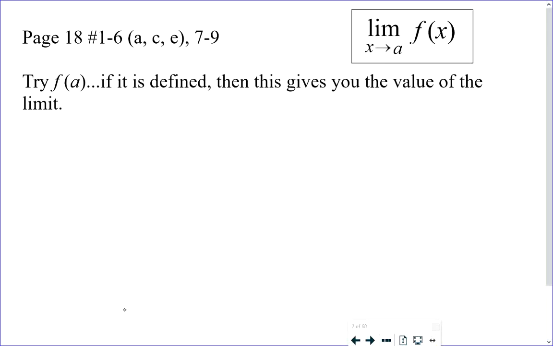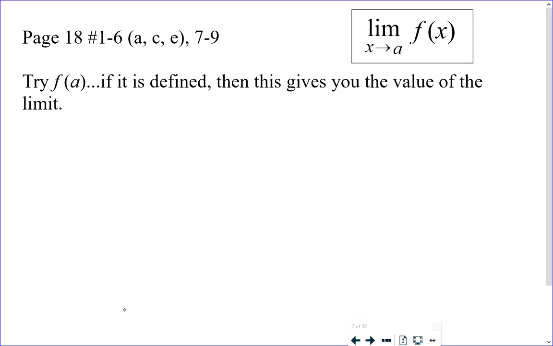So yesterday you were introduced to the concept of a limit. This is the notation we use, the limit as x approaches a of a function. What you have to do is this. You have to try f of a. You have to put that value that x is approaching into the function for x and see if you can evaluate what it's equal to.